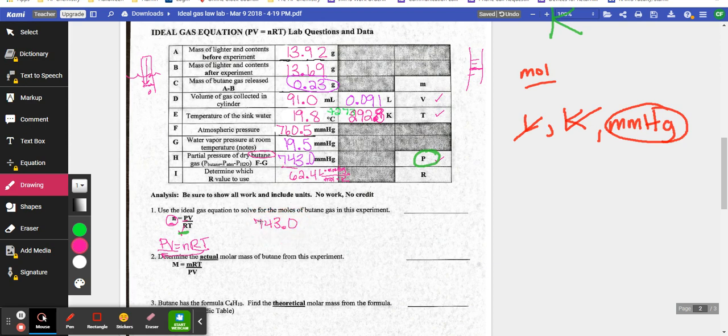743.0. That's our pressure. We're going to multiply this one times the volume, which was right here, 0.091 liters, okay, so that's P times V. We're going to divide all that by R, which was the 62.4, times temperature in Kelvin, so 292.8.